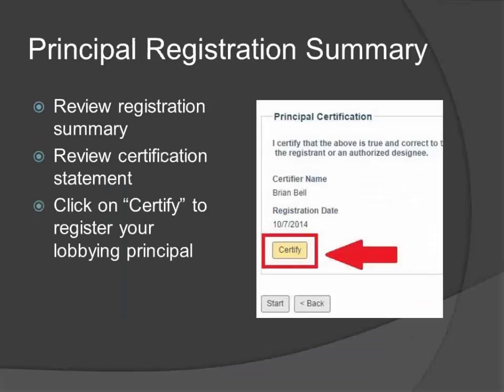Next, review your registration application summary. If you need to make any changes, use the Back button to navigate through your application to the area you need to update. If all of the information is correct, please review the certification statement and then click on the Certify button to submit your registration.